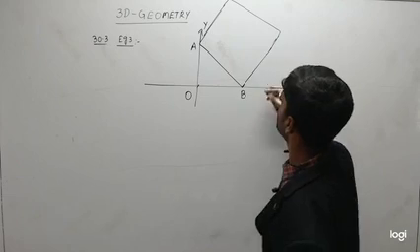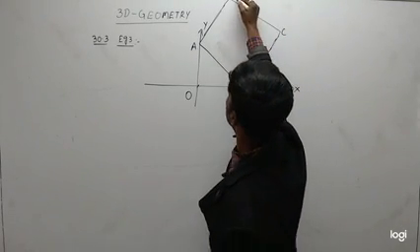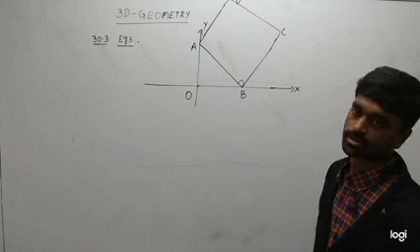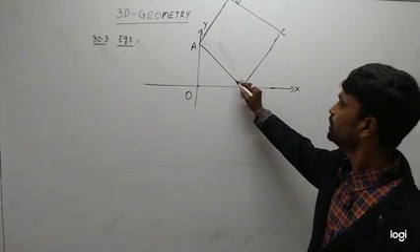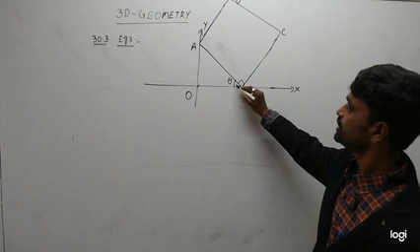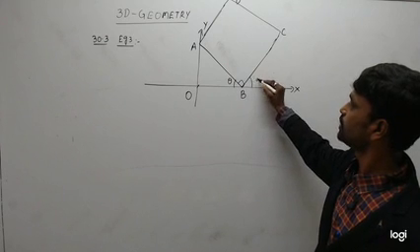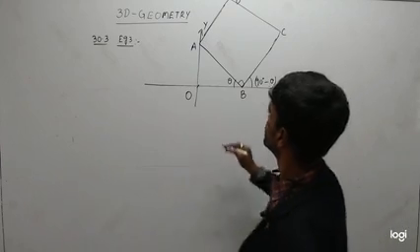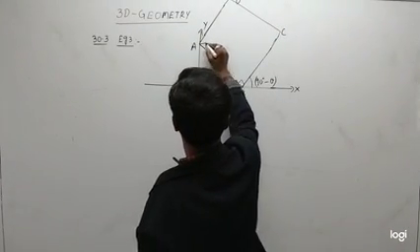So complete the square ABCD. So obviously this angle is how much? 90. So let this angle be theta. So this is theta, this is 90, this angle becomes what? 90 minus theta. So this is the diagonal AC.